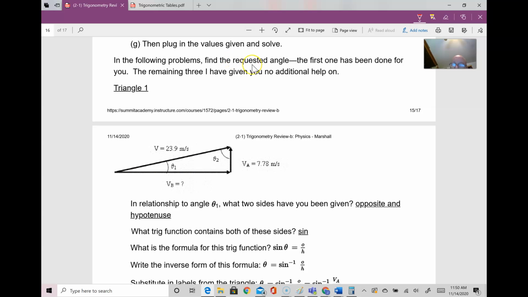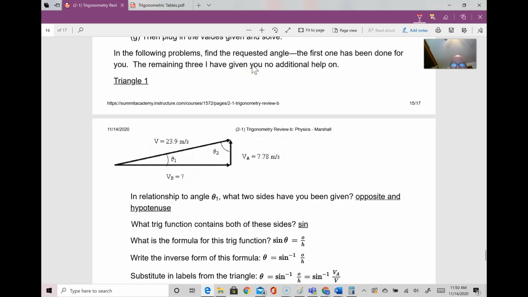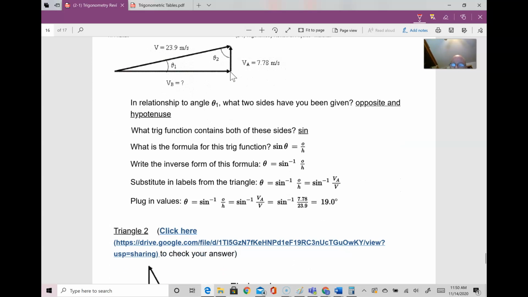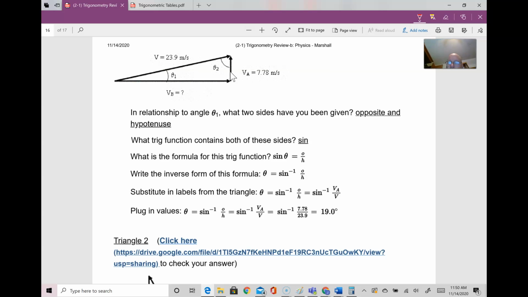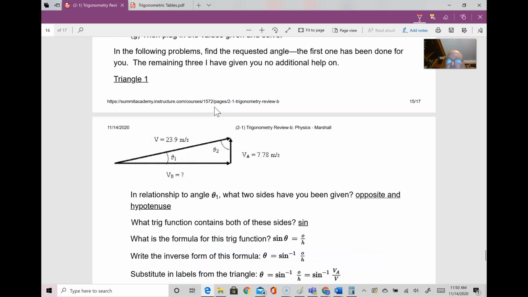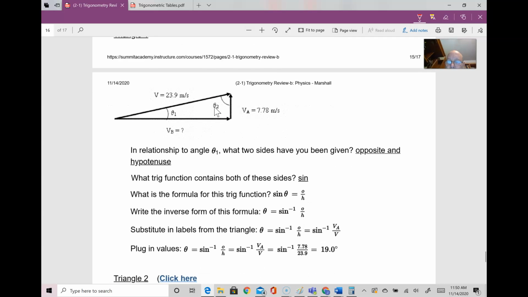So in the following problems, I want you to find the requested angle. The first one's been done for you. The remaining three I've given you no additional help on. Okay, so in relationship to angle theta 1, this is my question. I want to find this angle in relationship to angle theta 1. What two sides have you been given? So here's theta 1, here's the hypotenuse, here's the opposite side and the adjacent side.